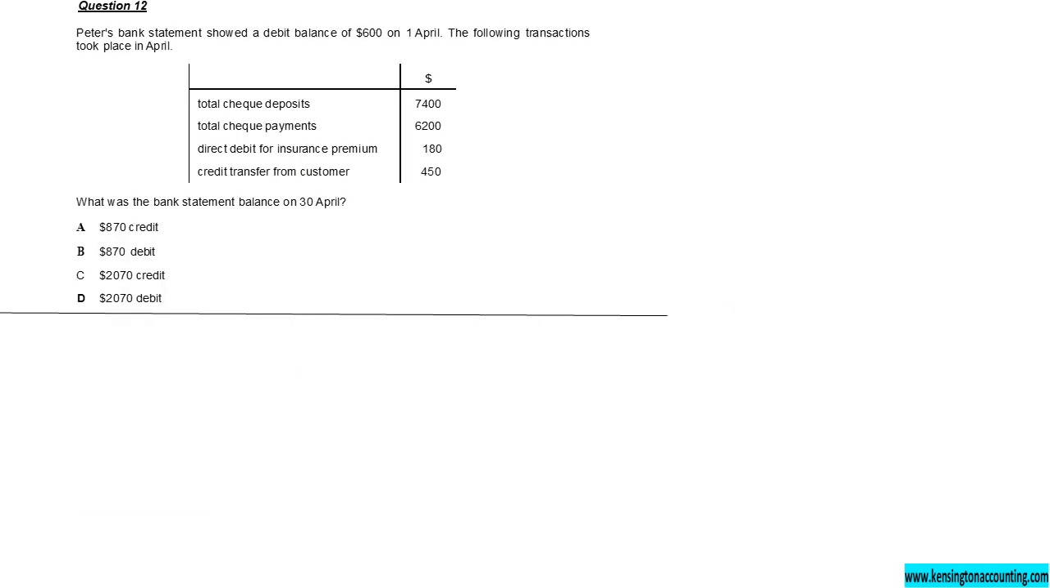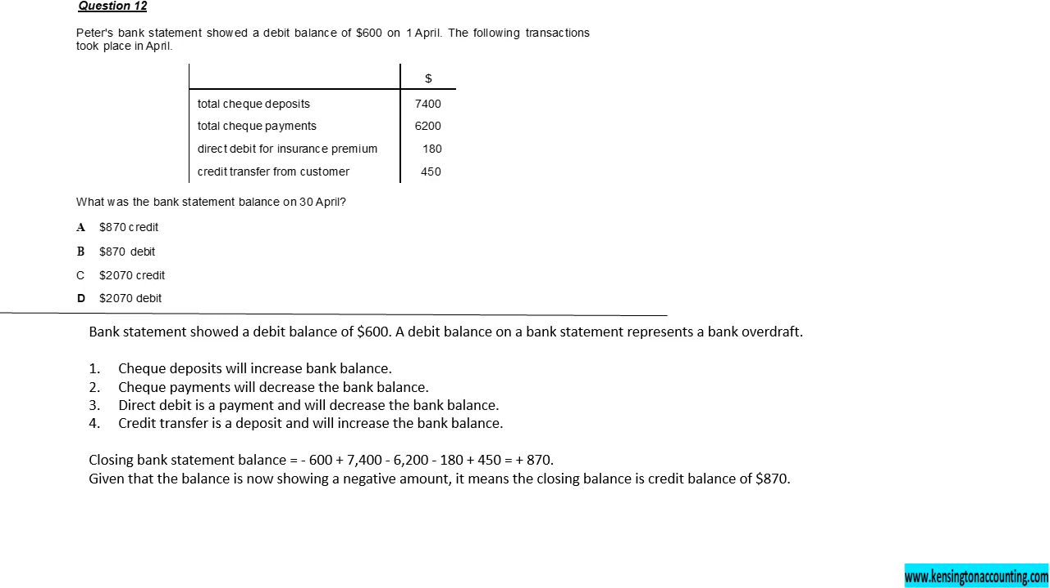Question 12 deals with a bank statement. It says at the beginning of the month, 1st of April, the bank statement shows a debit balance. Now, a debit balance is obviously a bank overdraft. There are 4 movements during the month. Let's look at the effect of each of these 4 movements in the bank statement, and what happens to the closing bank balance as per the requirement of the question.